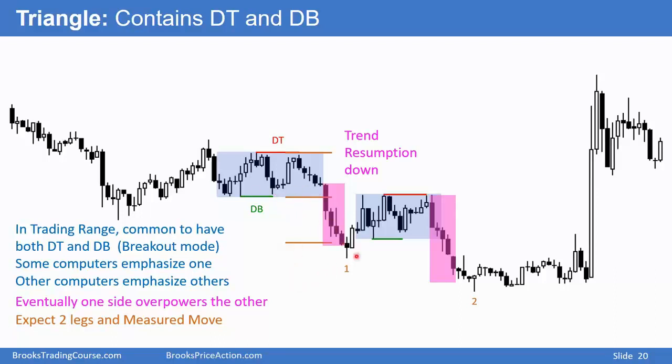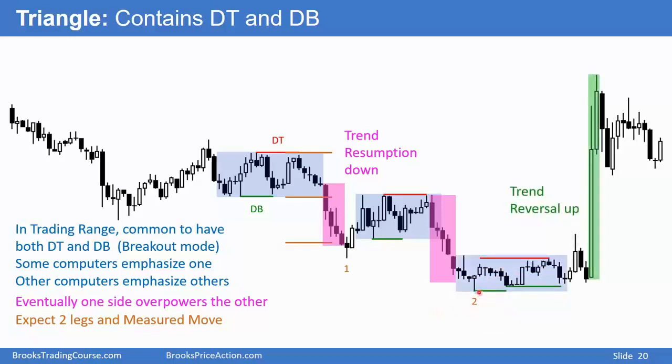Another trading range, we have a double bottom and a double top, breakout mode. Once it lasts about 20 bars or so, in breakout mode, the chance of trend reversal up is the same as trend reversal down. Again, the bears overpowered the bulls, and maybe 2 small legs down, 1 pullback 2.